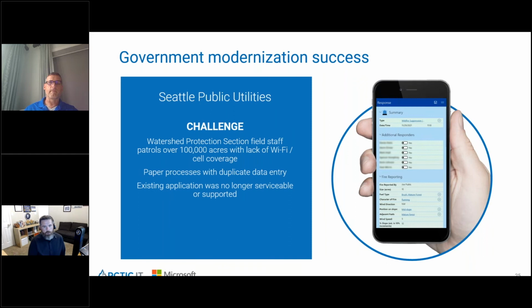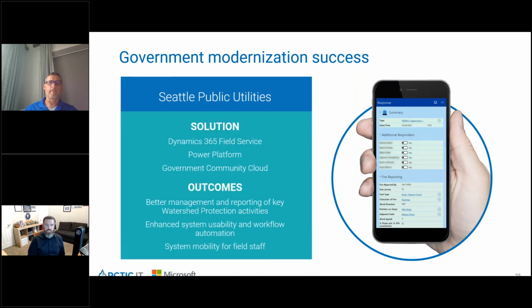And at the state and local level, we were very proud for the opportunity to work with Seattle Public Utilities, as they have a great goal of just protecting the Seattle watershed, and the staff needs to cover over 100,000 acres of information with lack of good service, and then automating those processes and getting the information at their fingertips, again, with some of the compliance support of the GCC that they needed. So being able to use, again, the Dynamics 365 and Power Platform solutions in the GCC to really help them achieve a better management of what they're doing, making life easier for their employees while they're out doing so, while maintaining the compliance and security of the data all throughout.